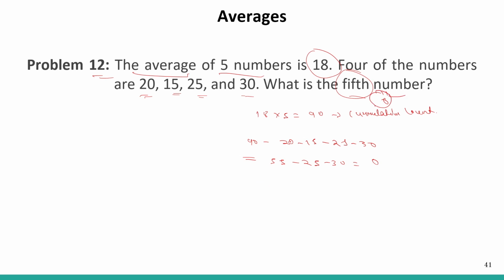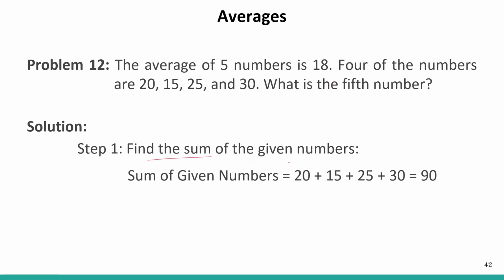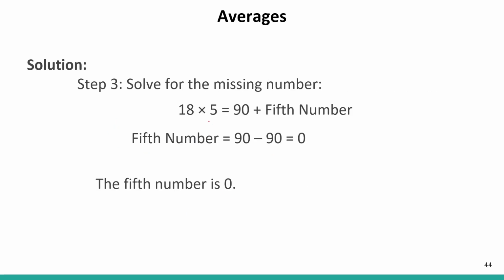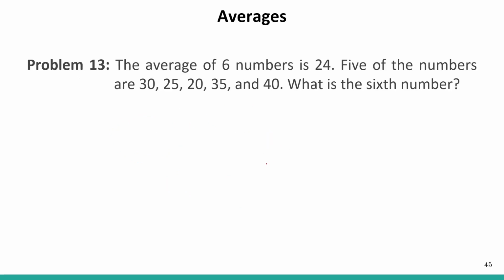Okay. So let's see. So find the sum of the given numbers. So 20 plus 15 plus 25 plus 30 is equal to actually 90. So use the formula of average to find the missing number. So sum of numbers by total number of items is equal to the average. So 18 is equal to 90 plus fifth number whole by 5. So 18 into 5 is equal to 90 plus fifth number. So fifth number is actually nothing but 0. So the fifth number is 0.